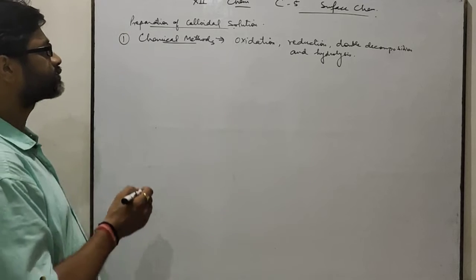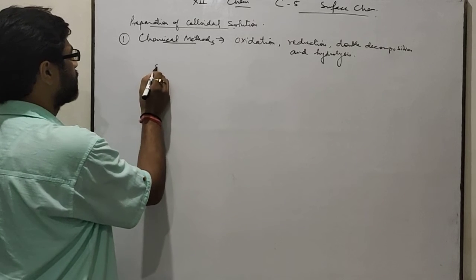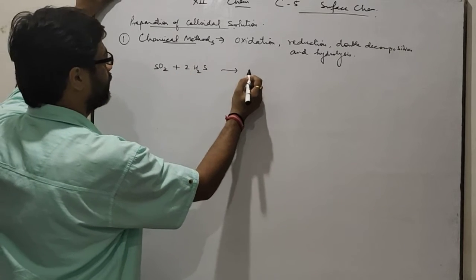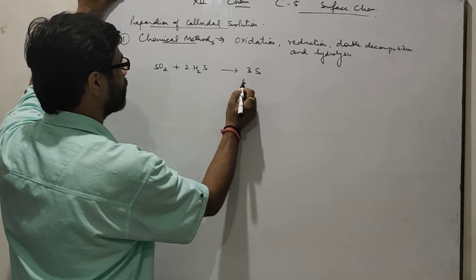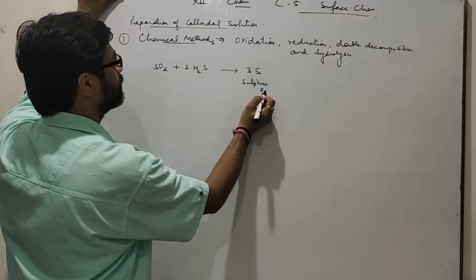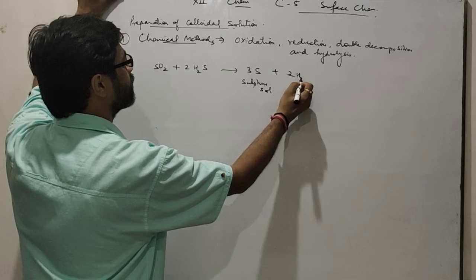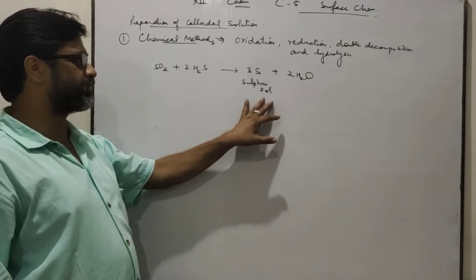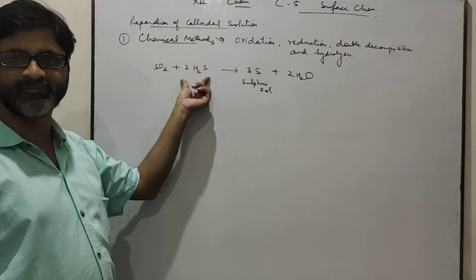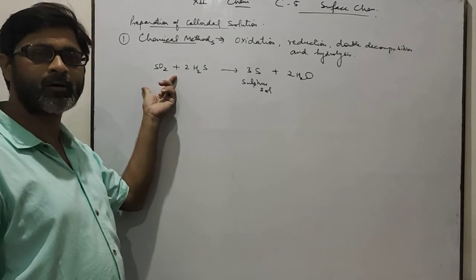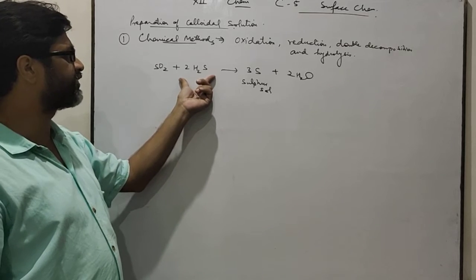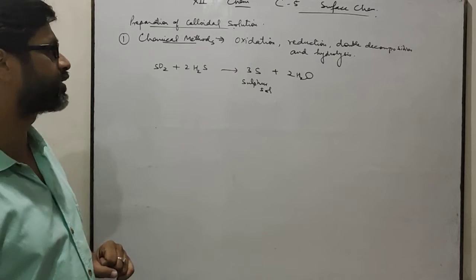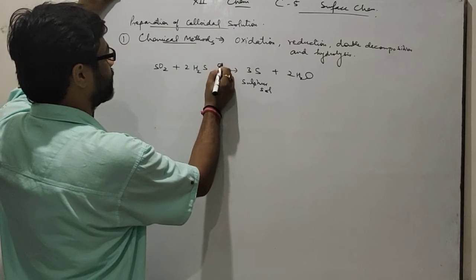For example, in oxidation, sulfur dioxide reacts with hydrogen sulfide, and here sulfur sol is formed. Sulfur sol means colloidal solution of sulfur. Sulfur sol is formed by oxidation of hydrogen sulfide with sulfur dioxide. Hydrogen sulfide is oxidized to sulfur sol with the help of SO2, sulfur dioxide. This is the oxidation method.